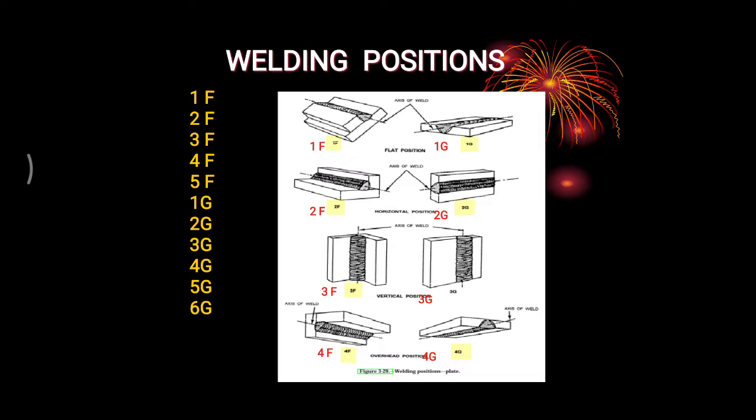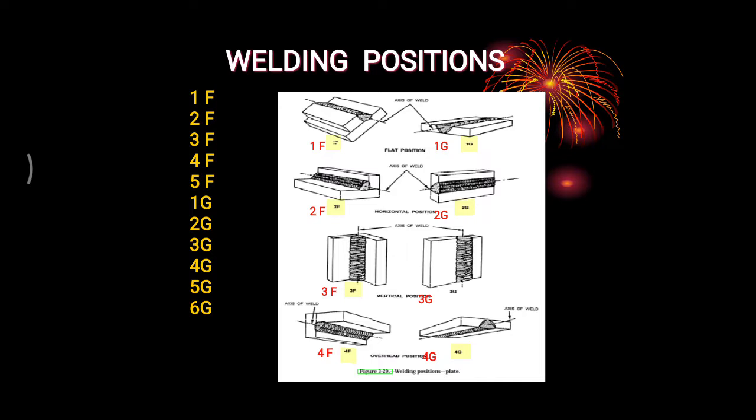Position 1 is for the flat position, meaning the welding portion is flat with respect to the horizontal plane. Number 2 is the position for the horizontal position, meaning the welding process will be done horizontally like that. Number 3 is for vertical positions. The vertical position will start from the bottom end and will finish at the top end.